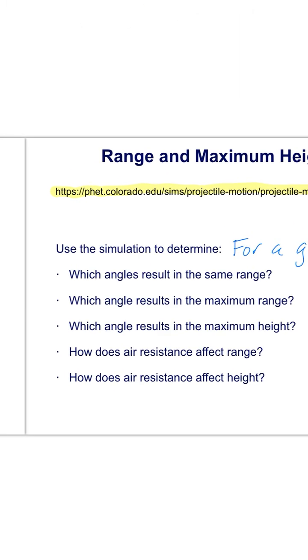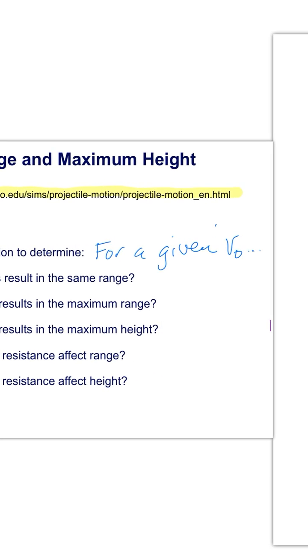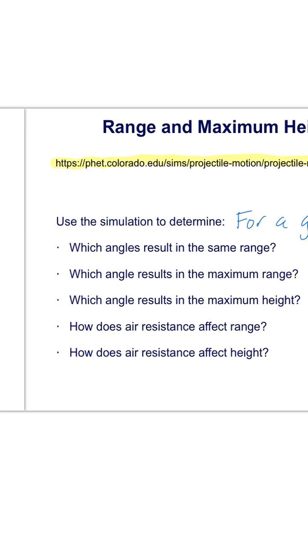Which angles result in the same range for a given VO? Complementary launch angles. So if I shot it at 40, which other launch angle would give me the same range for a given VO? 90 minus 40, so your answer would be 50. So you should be able to do that.